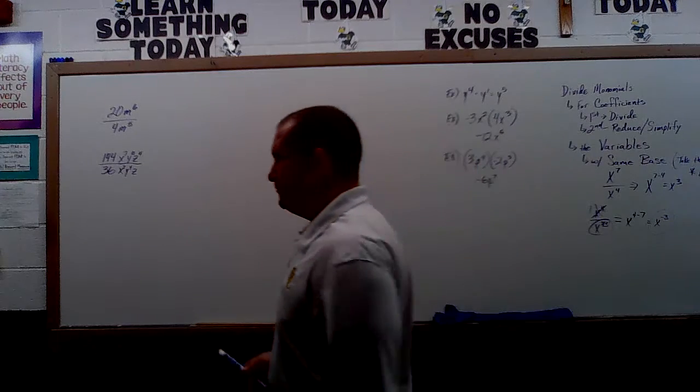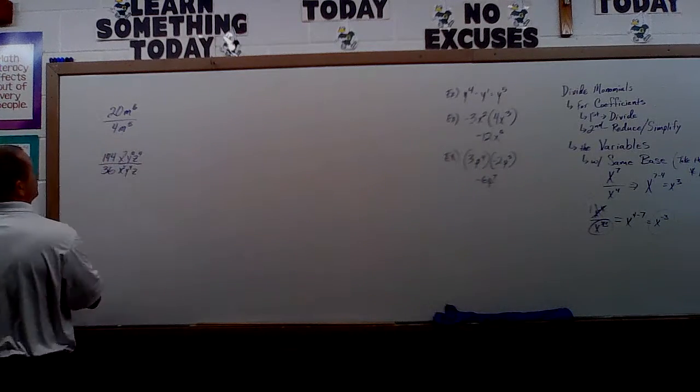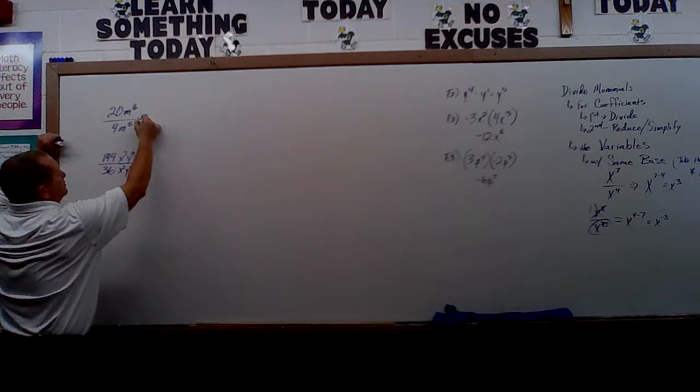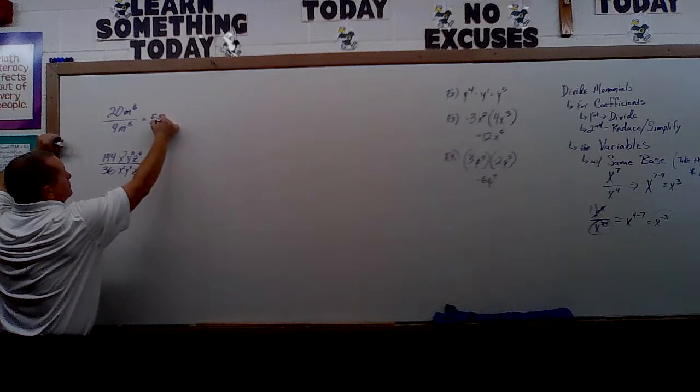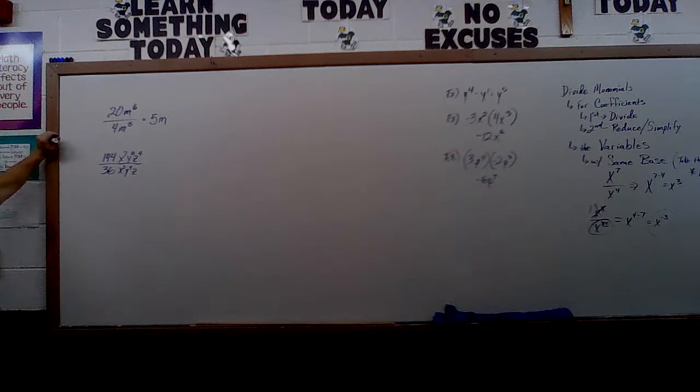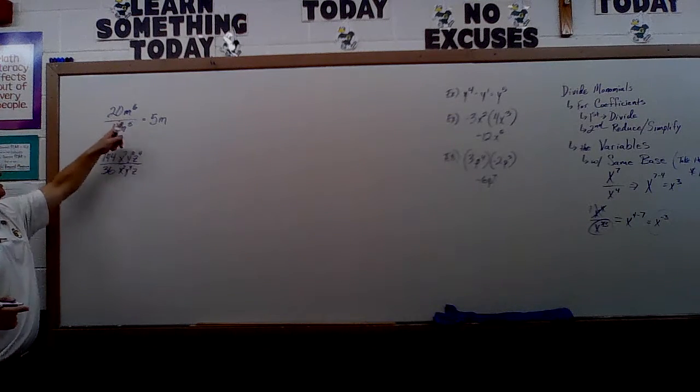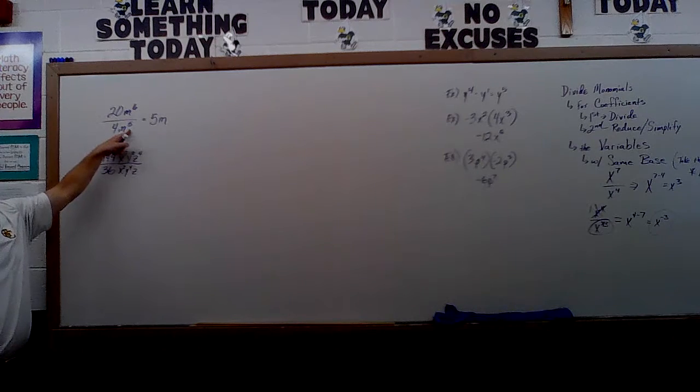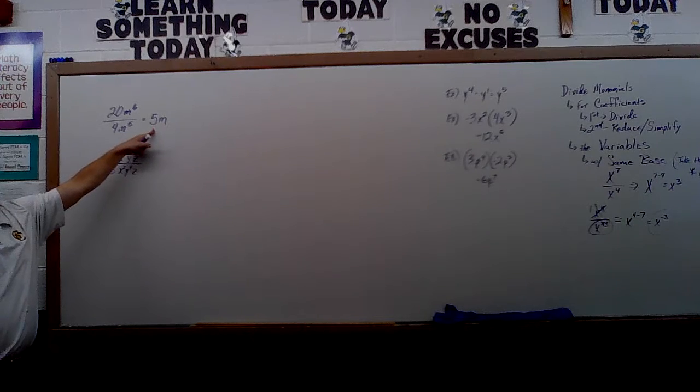Everybody get an answer? First one up here, what did you come up with? 5m to the 11th, 1. Right? Because remember, what are we doing? We're dividing, so we really subtract, right? Division, subtract. Multiplication, we're going to add them. So we get 5m. Everybody agree?